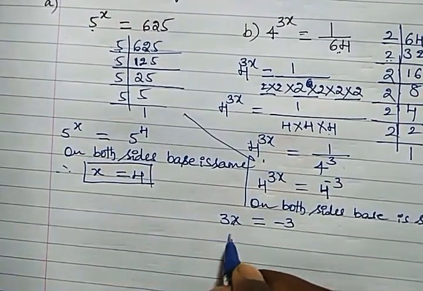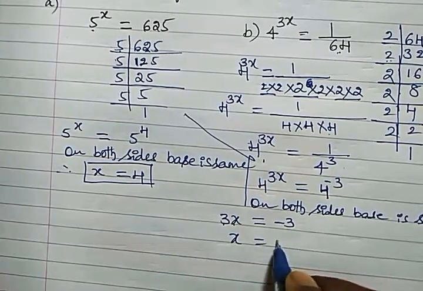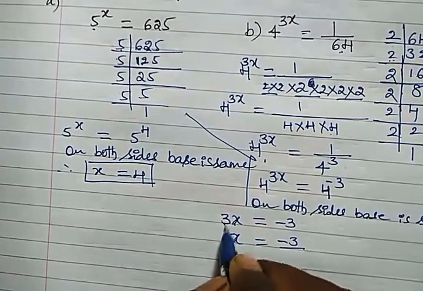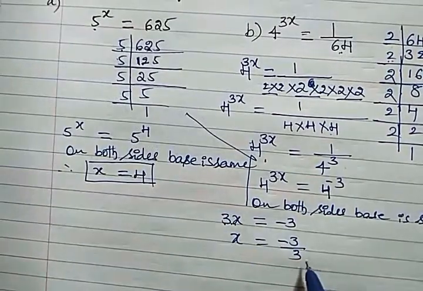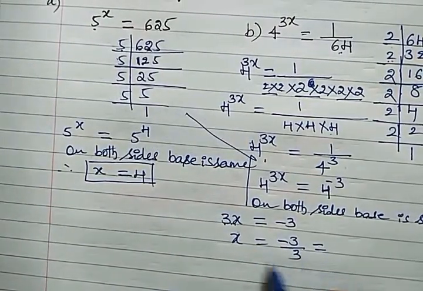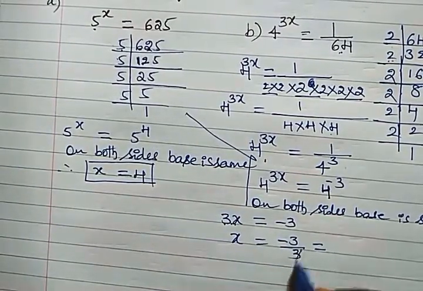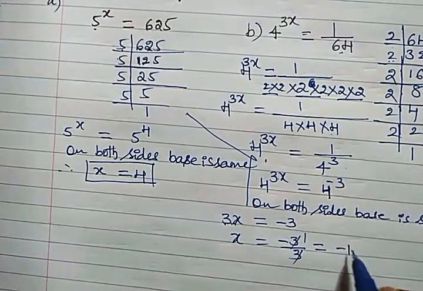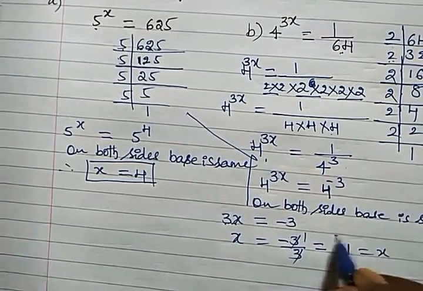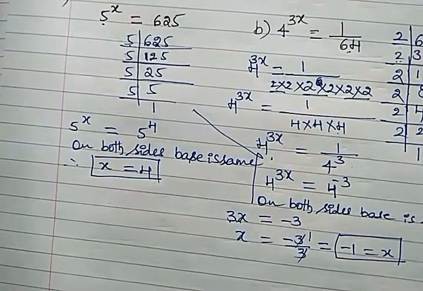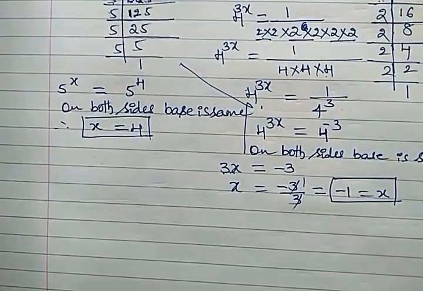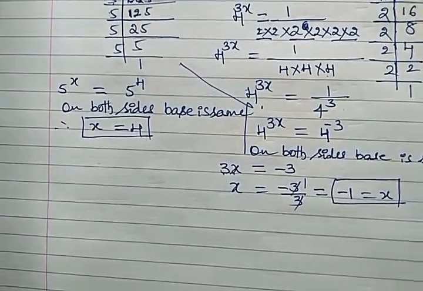Therefore x is equal to, this 3 goes to the other side, minus 3 by 3. It's in the product. When it comes to the other side, it comes to the denominator, division. So 3 1s are 3, 3 1s are 3, minus 1. So what is the value of x? x is minus 1. So that's question number B of 4.